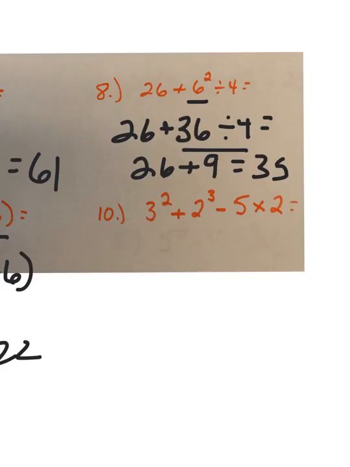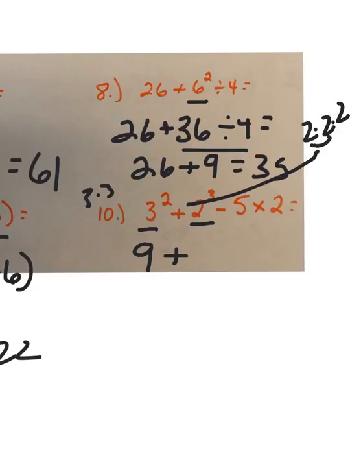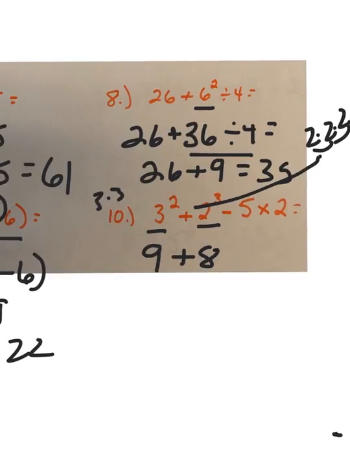And for number 10, no parentheses, but there's 2 exponents, so I need to do those first. 3 squared, which is 3 times 3, and 3 times 3 is 9. 2 cubed is, we'll put this over here, 2 times 2 times 2. 2 times 2 is 4, times 2 is 8. And then I'll rewrite the rest of it.